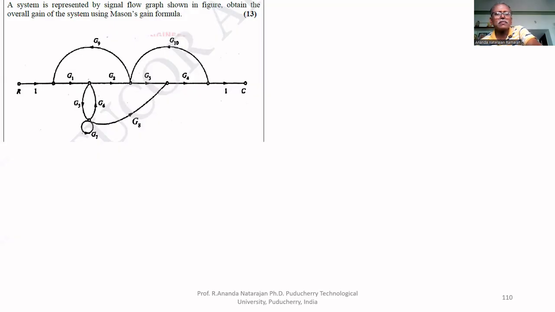A system is represented by a signal flow graph shown in figure. Obtain the overall gain of the system using Mason's gain formula. R of S is the input, C of S is the output. So how many forward paths are there?